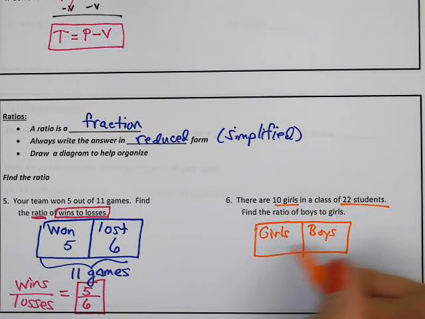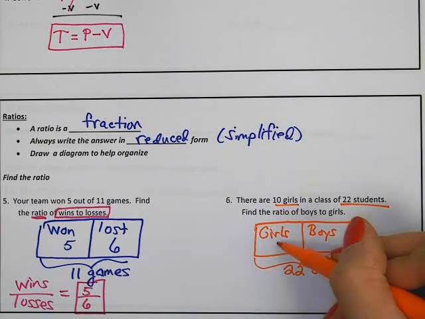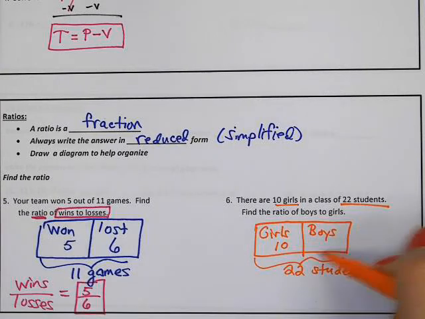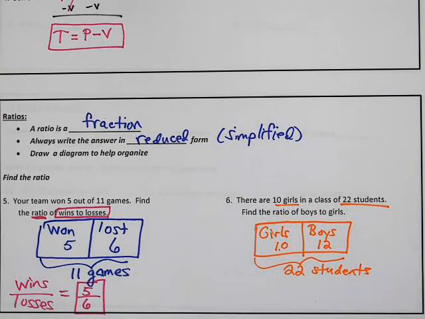So where does 22 go? That goes here, the whole thing. The whole class is 22 students. They did tell us that there were 10 girls. So how many boys must be in the class? 12, because 10 plus 12 makes 22.